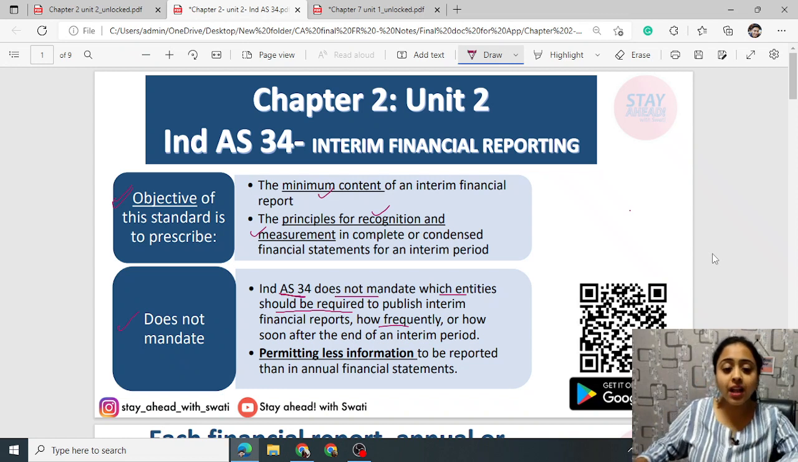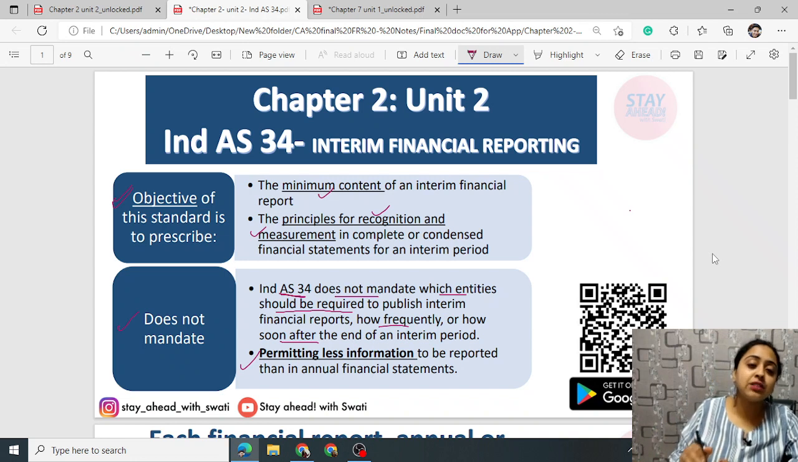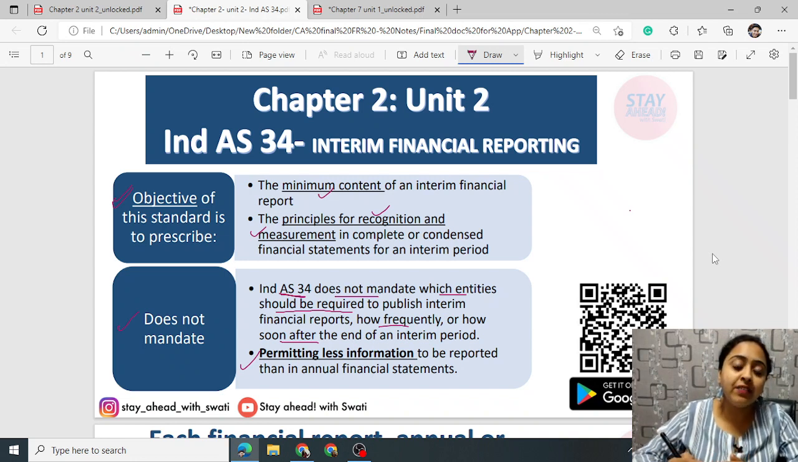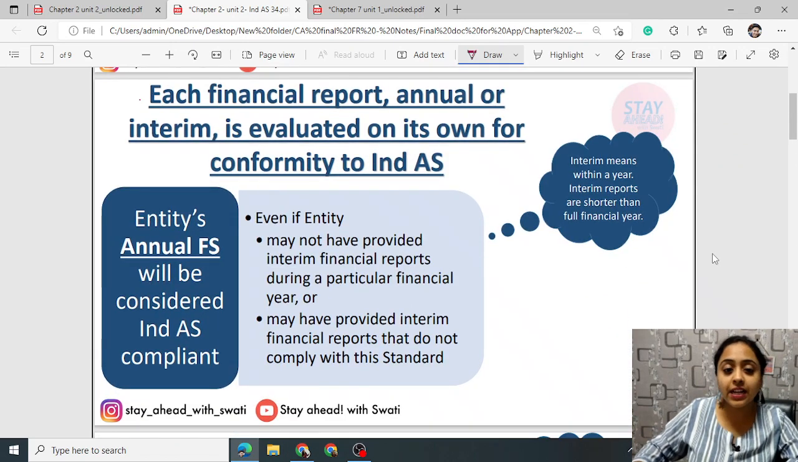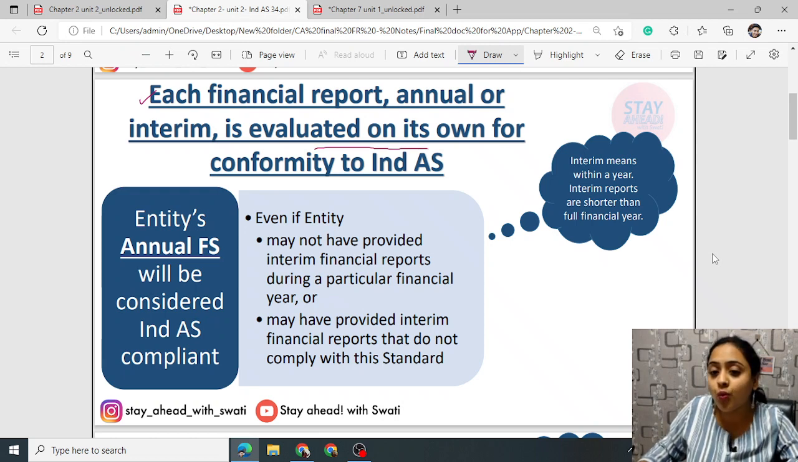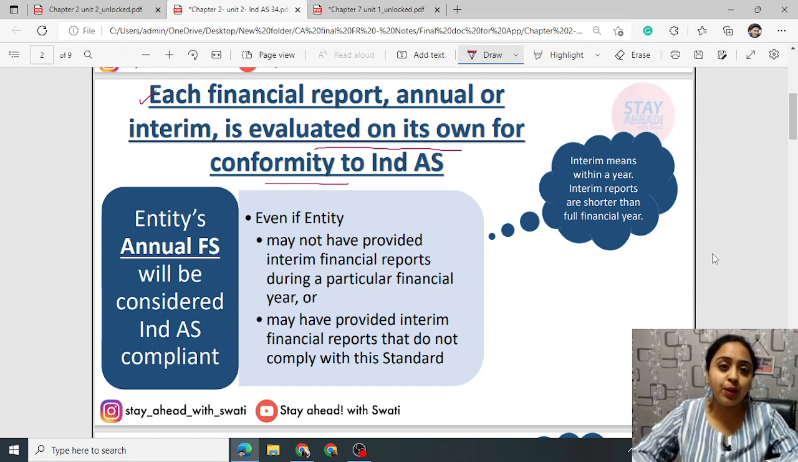How soon after the end of an interim period. Next, permitting less information. Ind AS 34 permits that, as compared to the annual statement, you can present lesser information. You are permitted, you are allowed to present lesser information if you choose to present interim financial statements. Next, each financial report, annual or interim, is evaluated in its own conformity to Ind AS, whether that particular Ind AS will be applied or not.